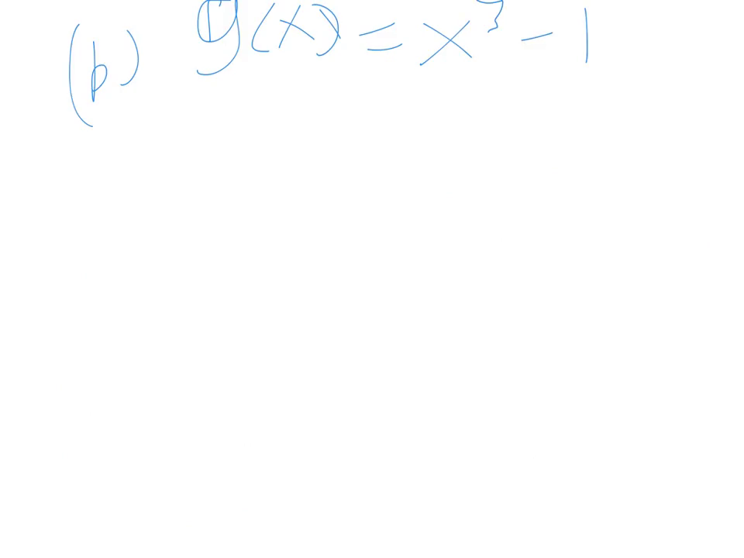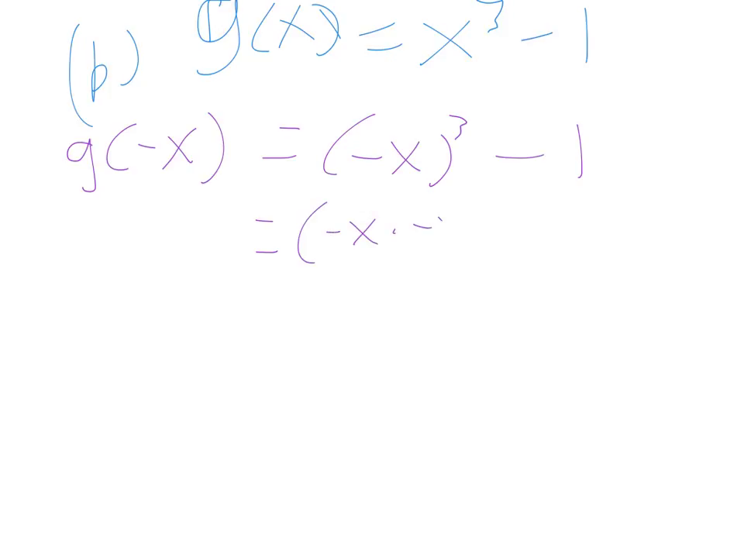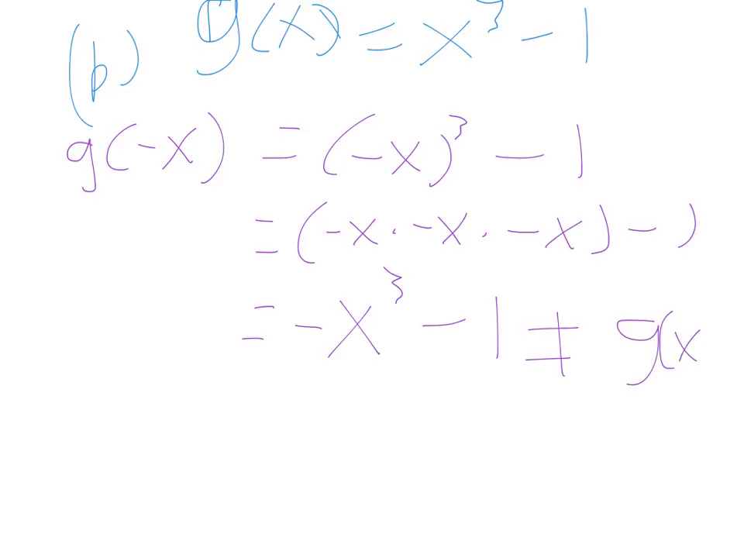And part B, g of x is equal to x to the third minus 1. Remember, we start off by plugging in negative x. So it'd be negative x to the third minus 1, so that's equal to negative x times negative x times negative x minus 1. Negative times a negative times a negative would give you a negative x to the third minus 1. Now we know that's not even because it's not equal to the same thing that we started with.